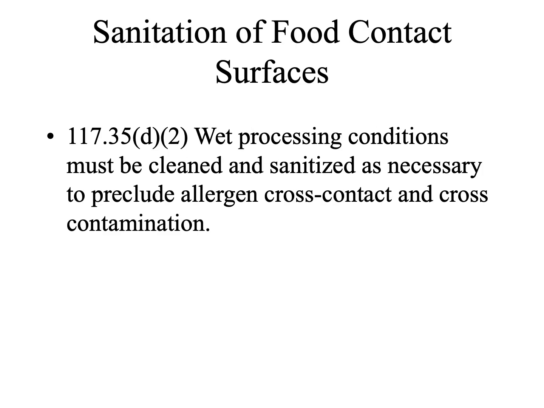So what does 117 say about food contact surfaces? Well, there are quite a few references. I've laid out some here for you in the presentation. Be sure to review the document for yourself to make sure I've covered everything. What document? 21 CFR 117. Remember, we have to make sure our condition and cleanliness of food contact surfaces are monitored and managed, and they have to comply with 117. Specifically, 117.35(d)(2) states that wet processing conditions must be cleaned and sanitized as necessary to preclude allergen cross-contact and cross-contamination.